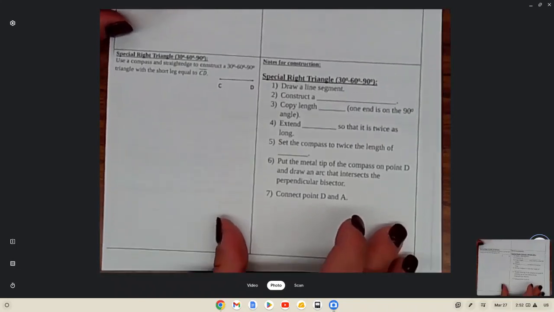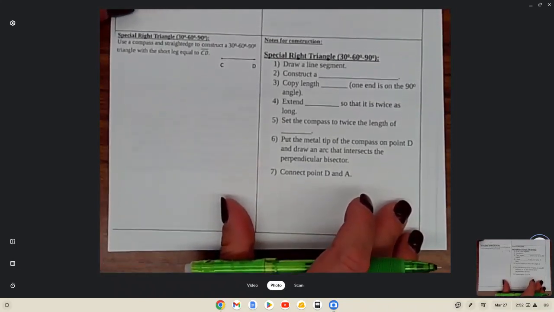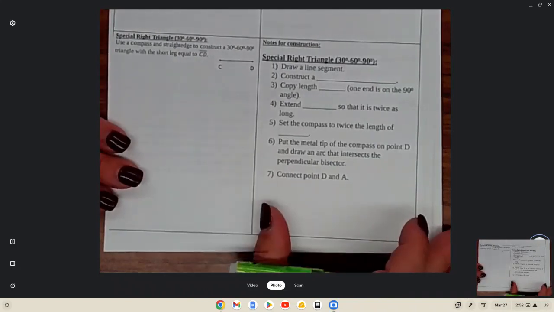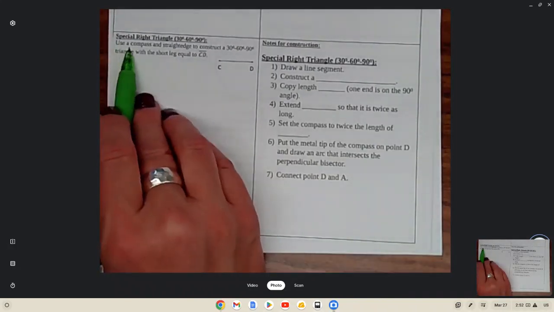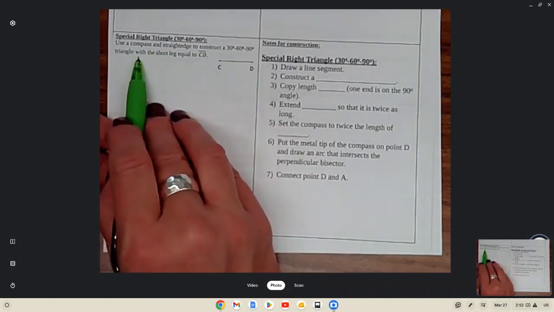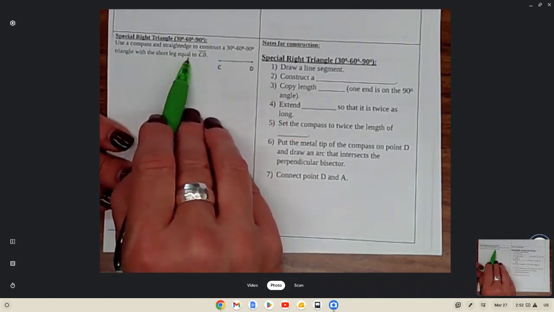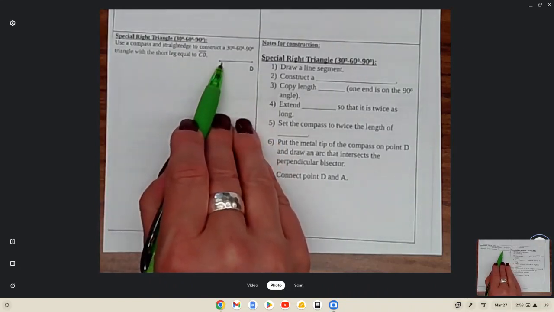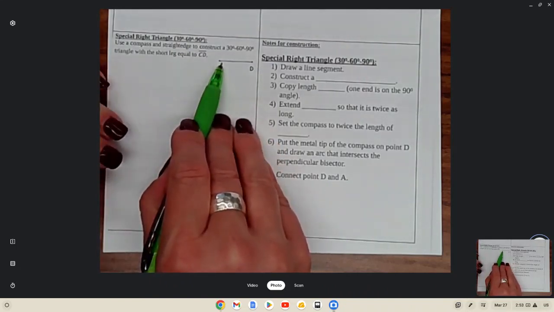All right, let's move on to this next one. Special right triangle being a 30, 60, 90. All right. It says use a compass and straight edge to construct a 30, 60, 90 triangle with the short leg equal to CD. So here's CD right here. So that's going to be our unit, right? That's going to be the short leg.